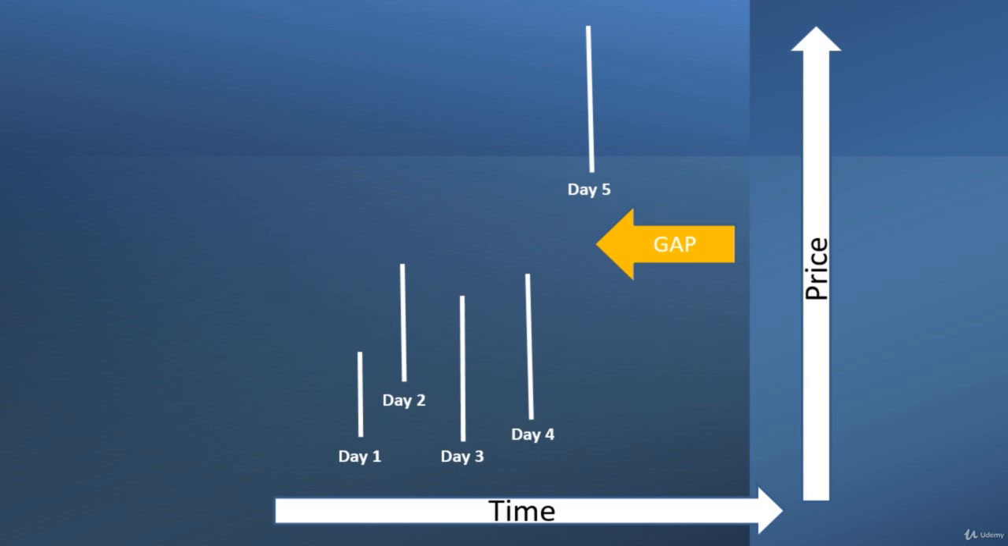But then on day 5, there is a gap. You can see that there's a space between the highest high of the range from day 4 and the lowest low on day 5, so there's no overlap between them. And that would be a gap situation.